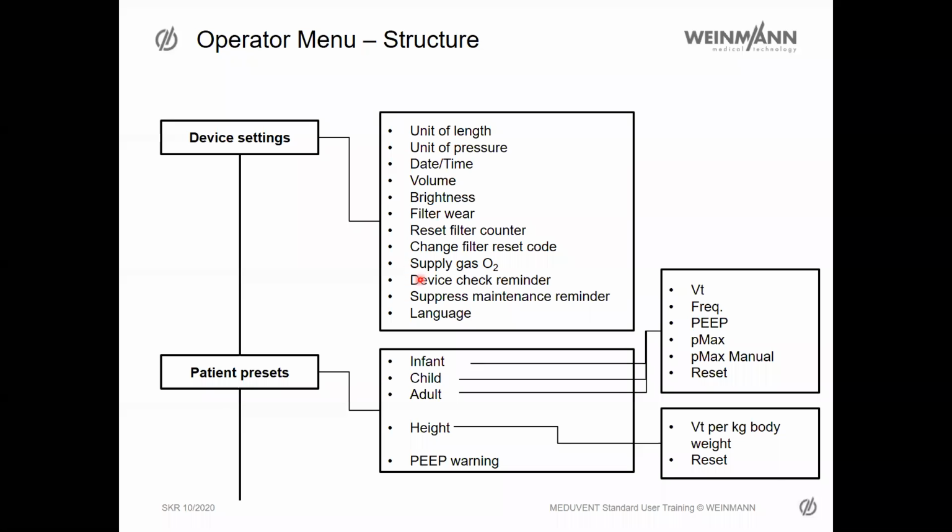Which gas supply is the main gas supply? The user can change it, as you saw in the user menu, from 100% to 93%. Here in the operator menu, you can set the main gas supply. So when you have a device which is mostly used with a concentrator, you can change it here to 93%. Device check reminder: we have a check every 2 years. It's required in Germany, for example.